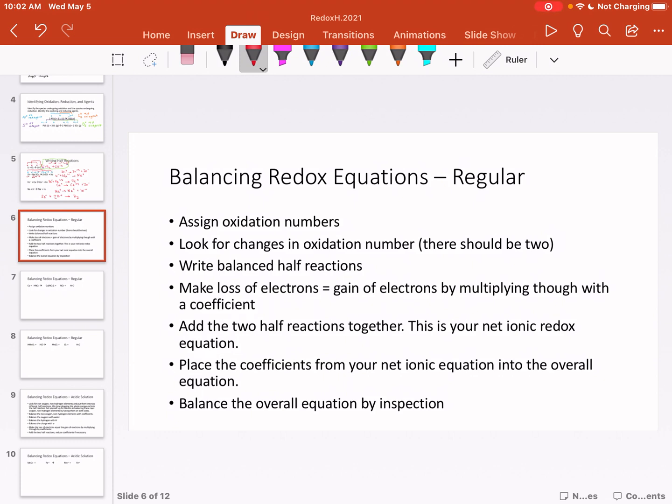I'll give you a moment to jot down these general guidelines for balancing redox equations. So we'll pause the video and then we'll do a couple of examples. So here comes our first example.